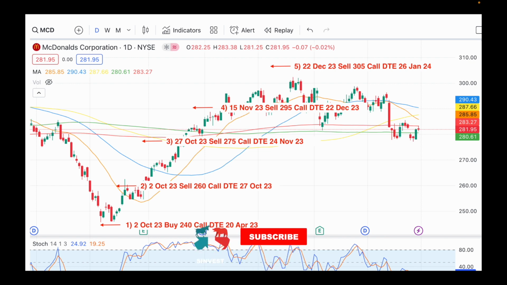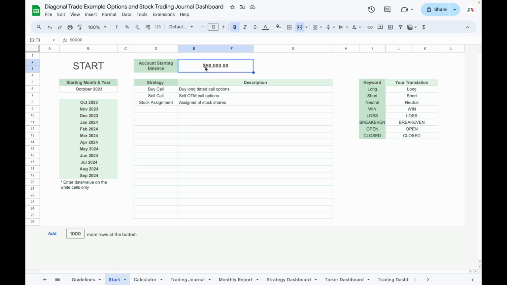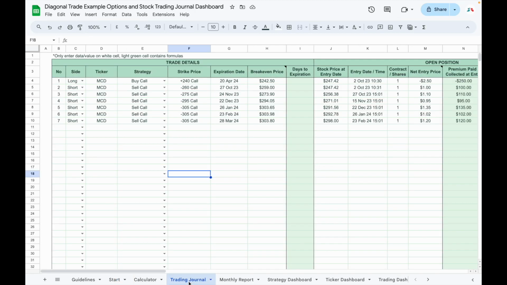Let's see how to input the data into the trading journal. First of all, go to the Start tab to set up the trading journal, like set your starting month and year, account starting balance, and strategy. As I mentioned, a diagonal spread has both buy and sell call options, so I have the buy call and sell call strategies under the list. Then move on to the trading journal to input the trade details.